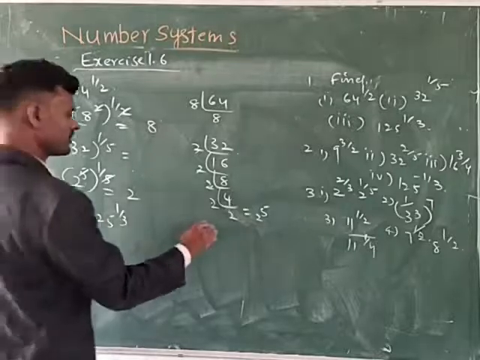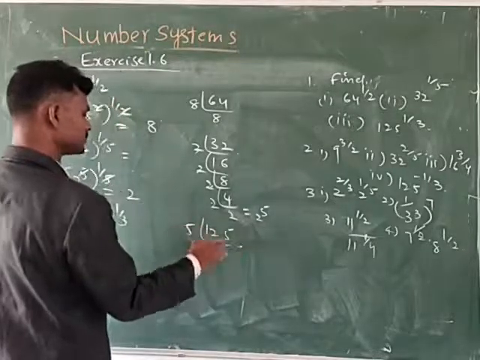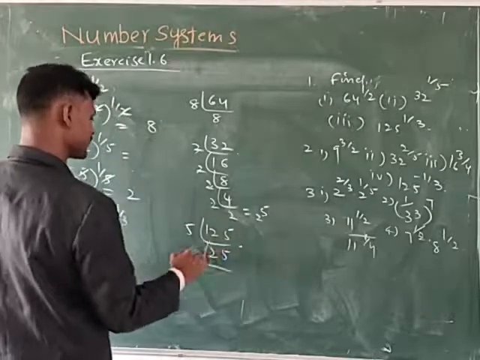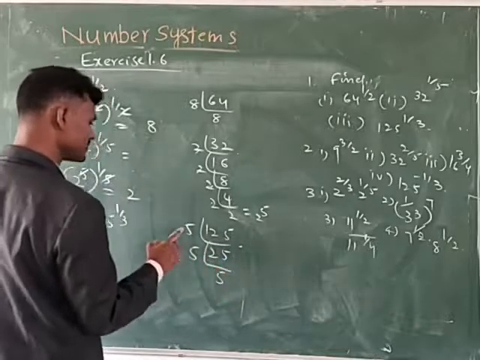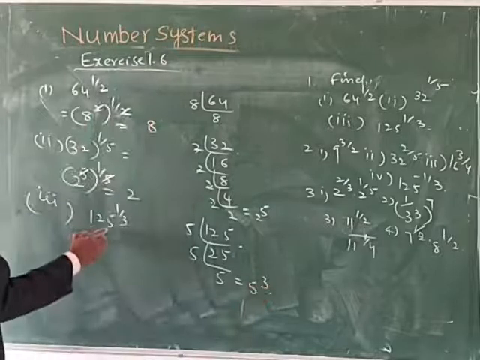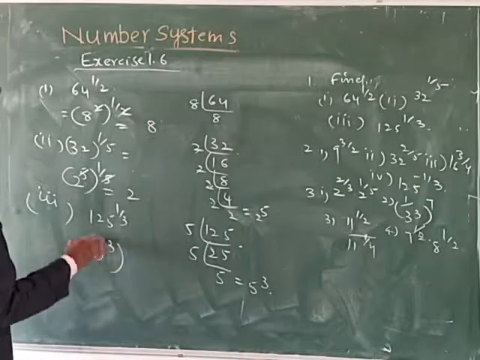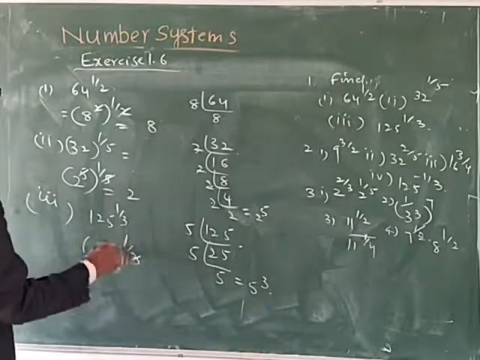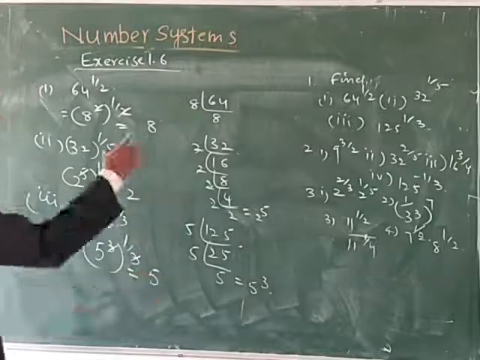Next, the third one is 125 power 1 by 3. Here 125 also you can factor: 5 fives are 25, 5 twenty-fives are 125. 5 how many times? 1 2 3. Then this is written as 5 cube. Instead of 125 you can write 5 cube whole power 1 by 3. The 3s cancel, and this is 5. Note down this one.